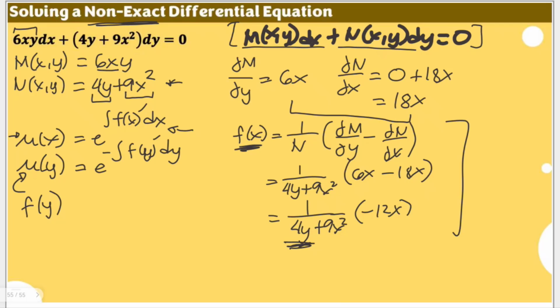But if it's not, then probably we can no longer solve for this non-exact differential equation. The formula for mu of y uses 1 over M. That's the only difference here. Times the same difference, partial derivative of M with respect to y, minus the partial derivative of N with respect to x. Okay?